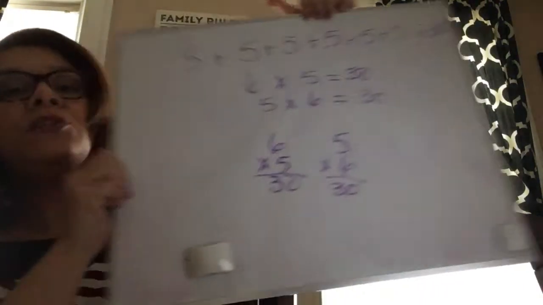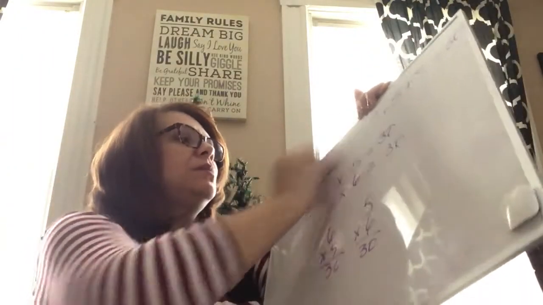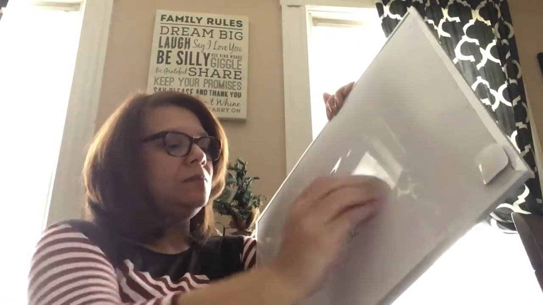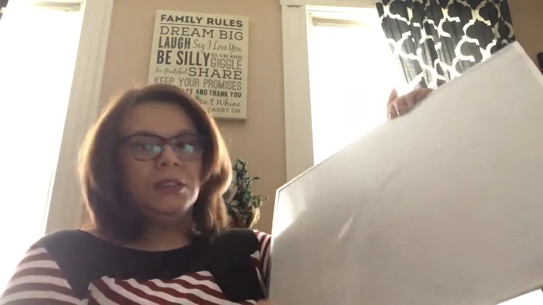Let's do an example of that on the whiteboard, because I don't want you to get that confused. All right, boys and girls? So let's say you have 7 times 2.